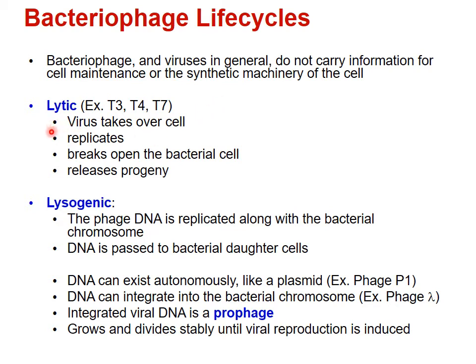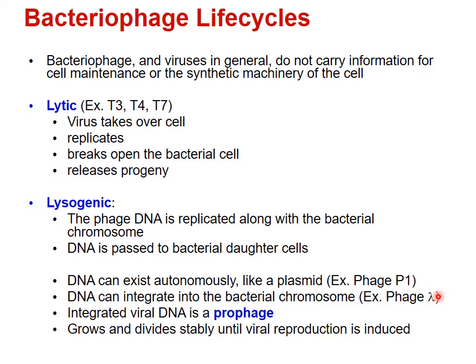And so for the lytic phage, the virus just takes over the cell, it replicates, breaks open the bacterial cell, and just releases its progeny, and as mentioned, goes and keeps infecting. In the lysogenic cycle, the phage DNA is replicated along with the bacterial chromosome. It gets passed on to bacterial daughter cells. And as I mentioned, the DNA can exist autonomously, like a plasmid for phage P1. It can integrate into the bacterial chromosome like phage lambda.